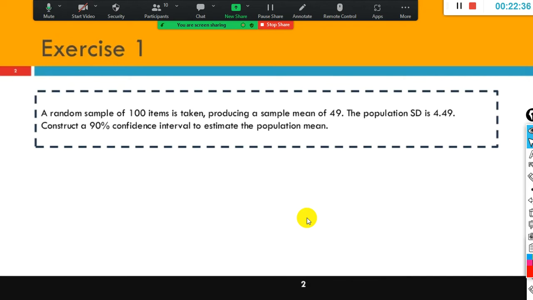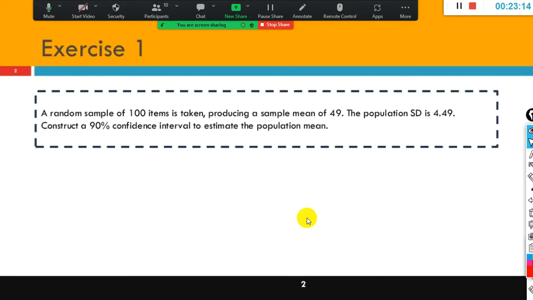Now we will start with this one. A random sample of 100 items is taken, producing a sample mean of 49. The population standard deviation is 4.49. We are given the population standard deviation. Now we need to construct a 90% confidence interval, not 95%, to estimate the population mean. So what do we need to obtain? We need to obtain the estimate of the population mean. We cannot say the exact population mean, because we do not know the population mean.